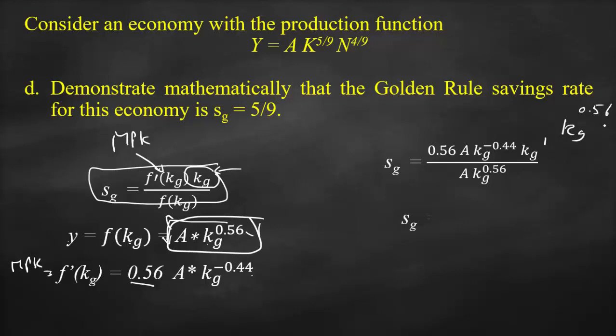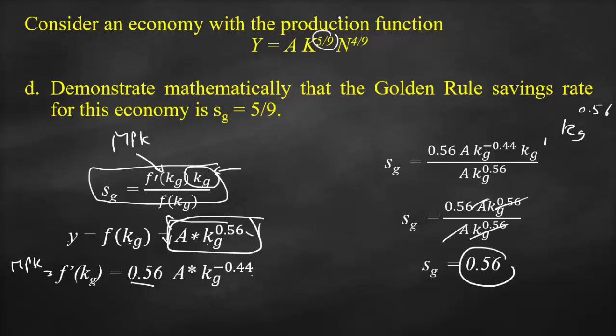0.56. So this will give us 0.56 multiplied by a multiplied by k g to the power 0.56, divided by a multiplied by k g to the power 0.56. So I can offset a with a. I can offset k g to the power 0.56 with k g to the power 0.56. So we'll end up with our saving rate at the golden rule equal to 0.56. We know that this 0.56 is equal to what? Our theta. So we prove that all the time our golden rule saving rate will be our theta, the power of k.